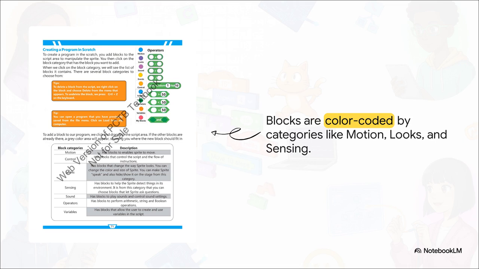The blue motion blocks handle movement. The looks blocks can change your sprite's size or pop up a speech bubble. Sensing lets your program detect its environment, like asking the user a direct question. And the operators blocks let you do math or compare numbers. It's so intuitive.